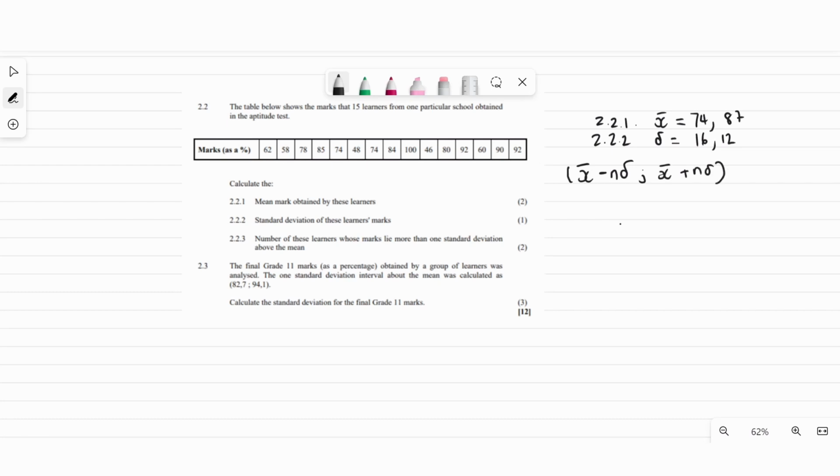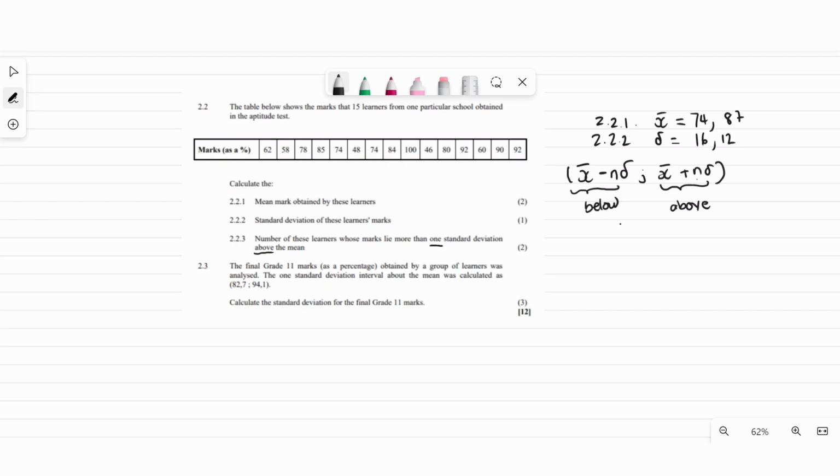In our case, what did they tell us? They told us the first standard deviation, but they said above the mean. So this part represents below, and this one represents above. You need to pick one, because they specifically said above the mean. And another important thing, they said 1 standard deviation, so here n is going to be 1. So you already have your x bar and your standard deviation.